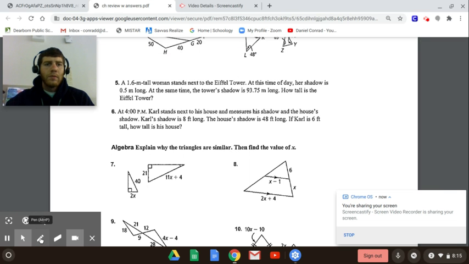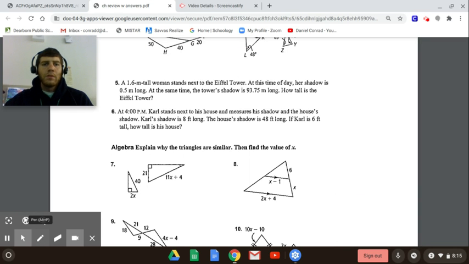Okay, hi guys. So for 5 and 6, you need to basically draw the figures out. It tells us that we have a 1.6 meter tall woman standing next to the Eiffel Tower. At this time of day, her shadow is 0.5 meters long, and at the same time, the tower's shadow is 93.75 meters long. We want to know how tall the Eiffel Tower is.